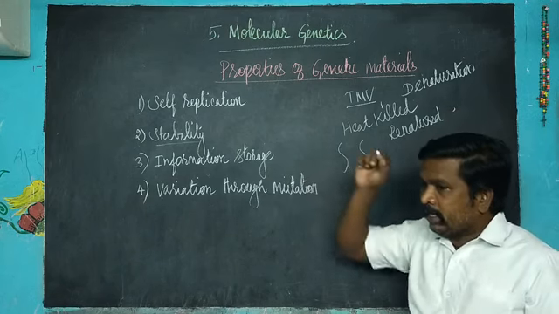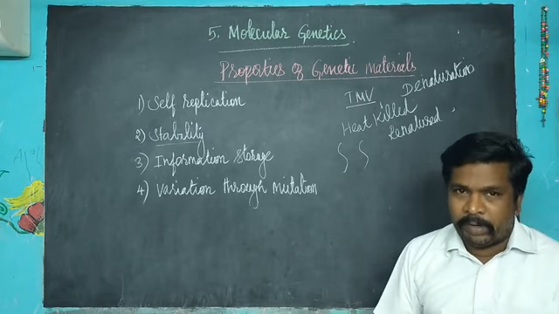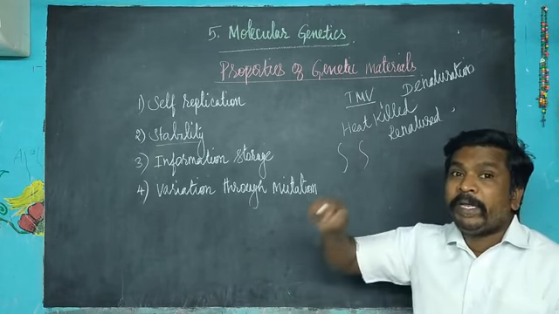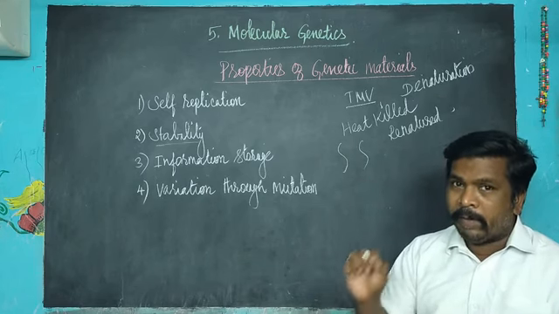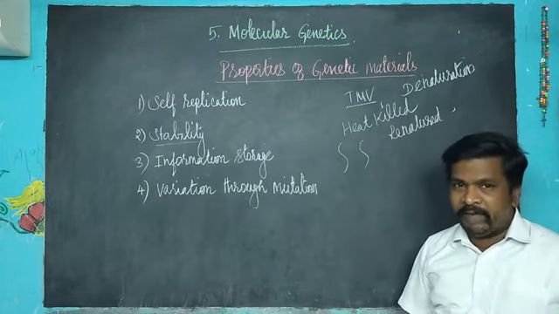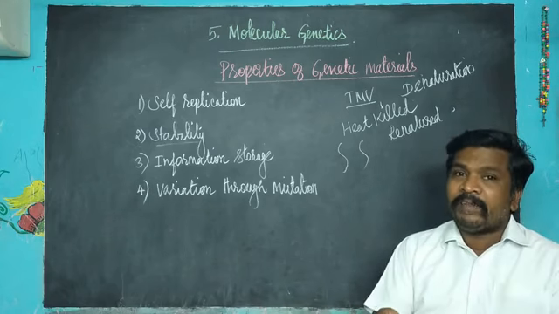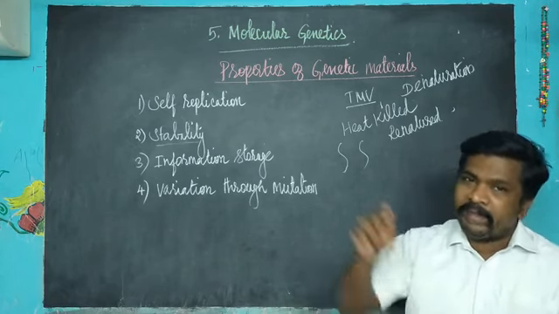So stability means the genetic material can be changed at a certain moment, but it should remain stable, it should not change anywhere. A good example is the Griffith experiment. In the Griffith experiment, the DNA is denatured, and when suitable factors are available, it renatures.